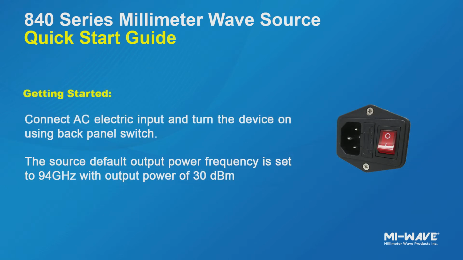Let's get started. Connect the AC electrical input and turn the device on using the back panel switch. The source default output power frequency is set to 94 GHz with output power of 30 dBm.